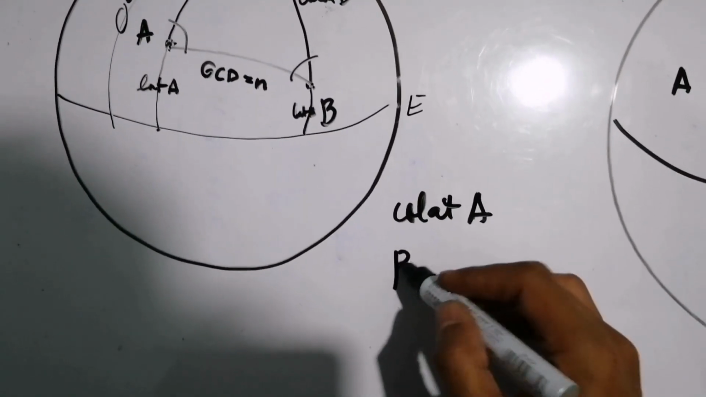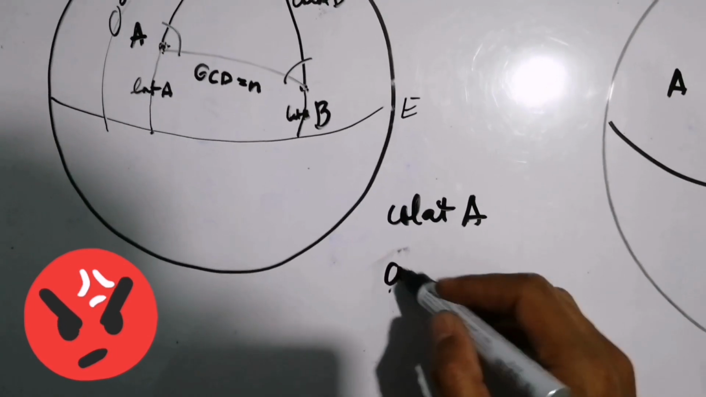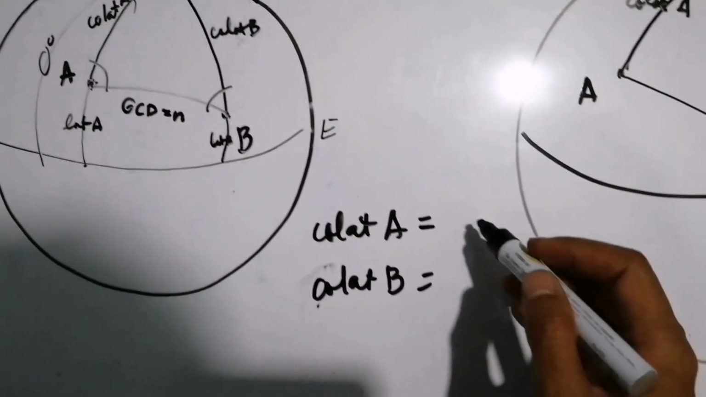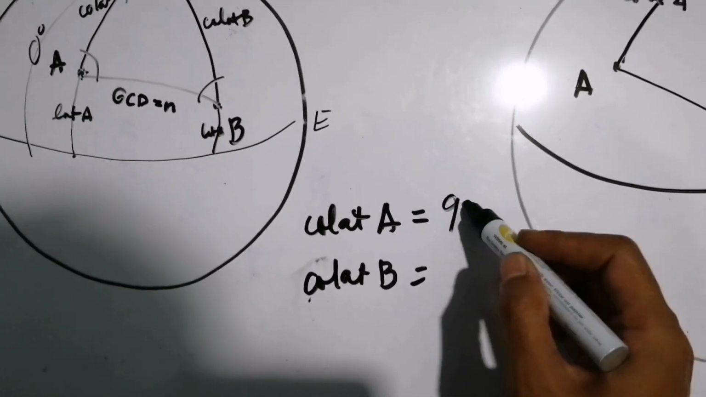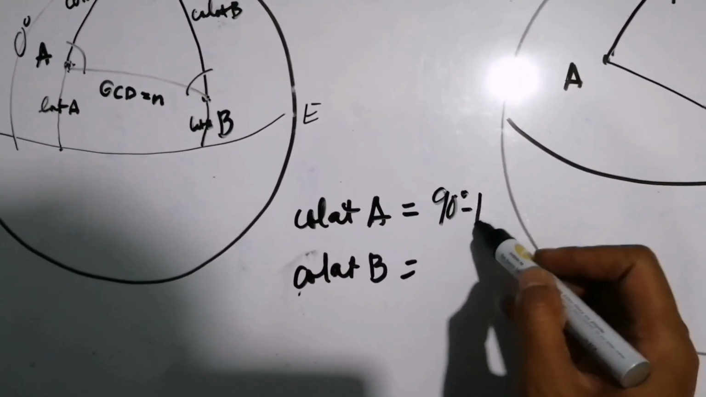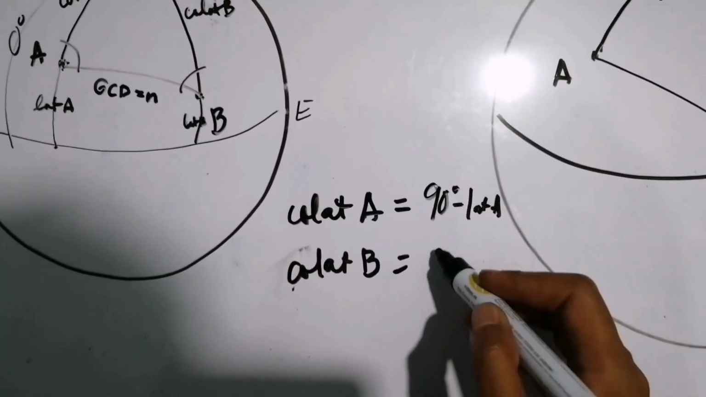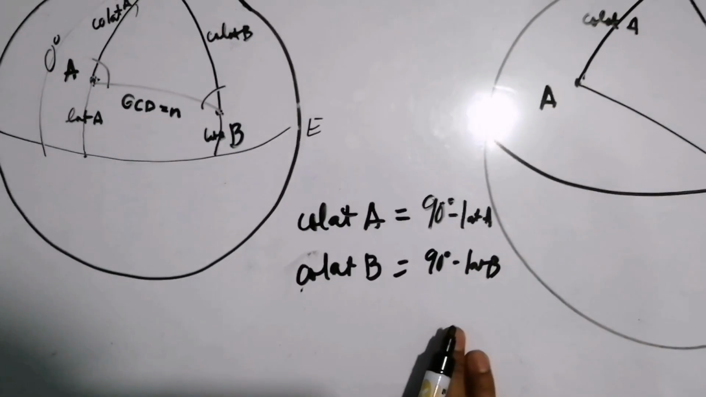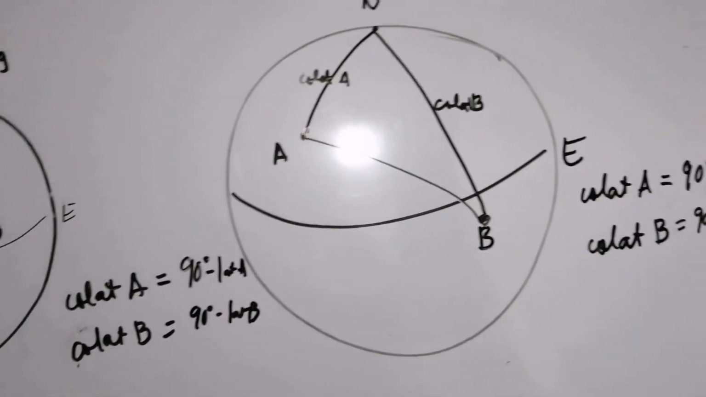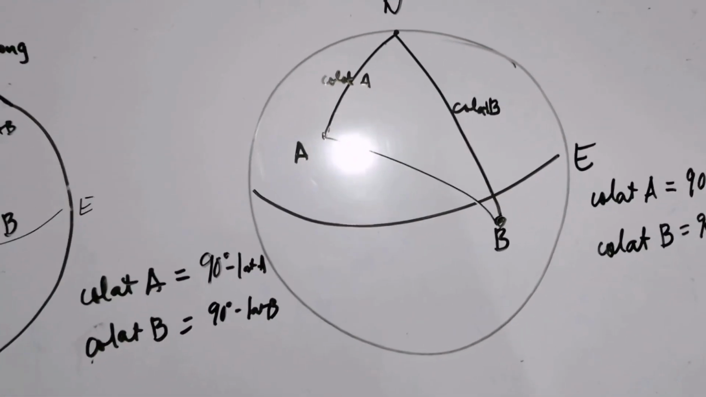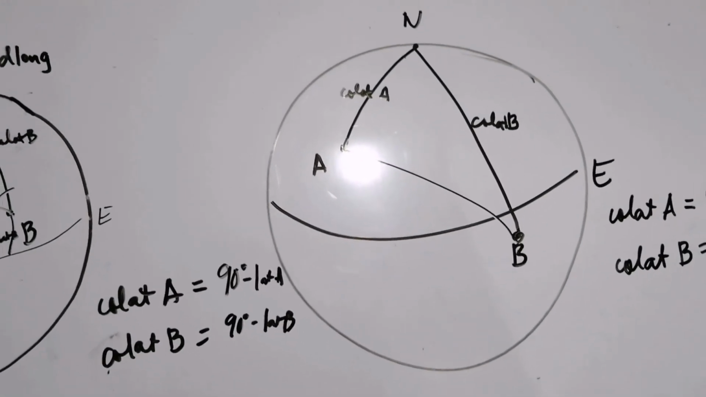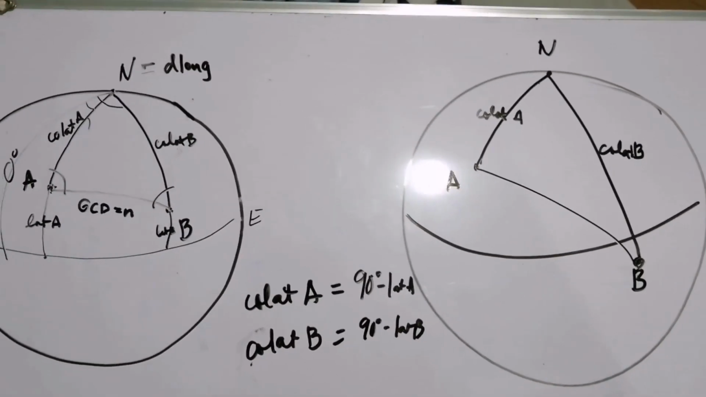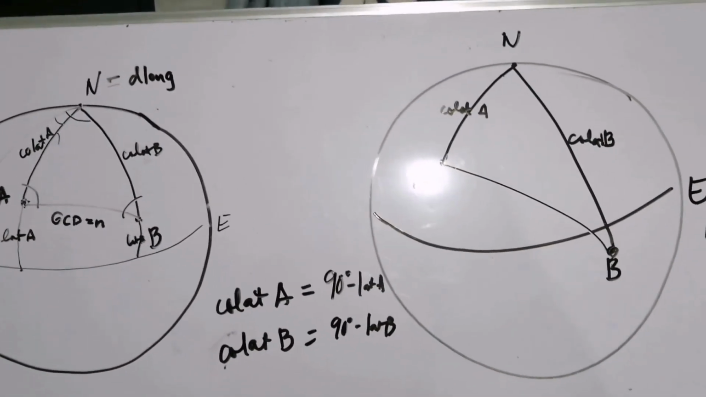And since they are both on the same hemisphere, colat of A and colat of B both have the same way to find. We just have to subtract from 90 degrees both the latitude of A and the latitude of B to find both colats. So I hope it's clear on how to find the sides, especially the colats of points A and B.